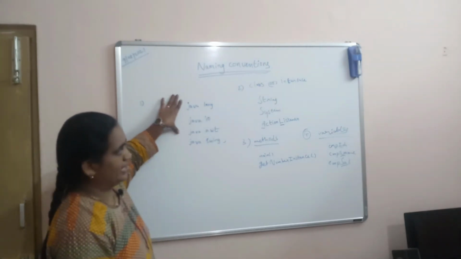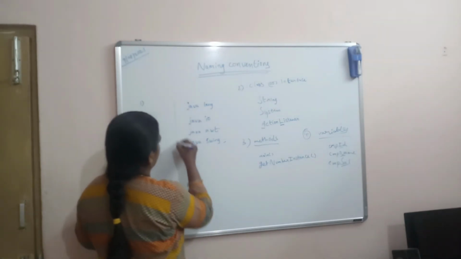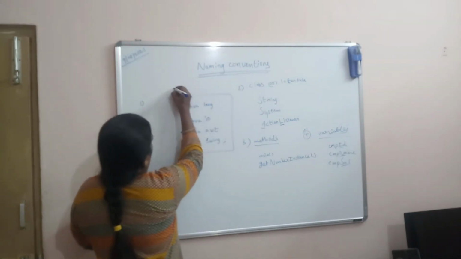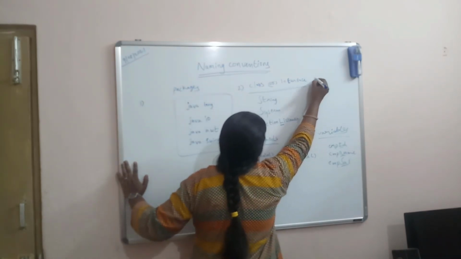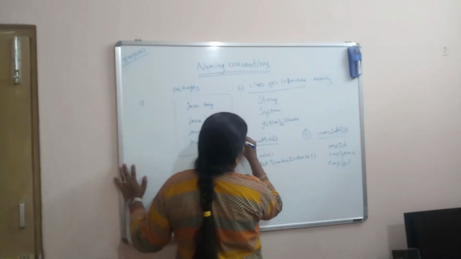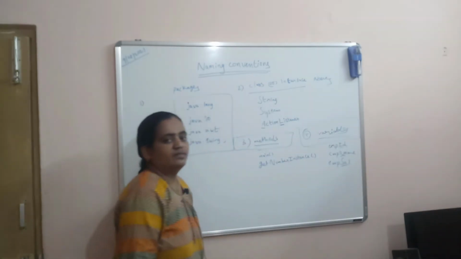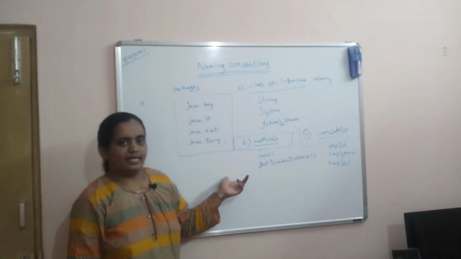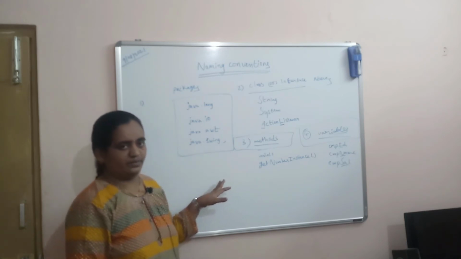Understand the rules here. First, package names. How to write package names, like this. Second, class and interface names. Third, method names. Fourth, how to write variables. Next, what remains that we use in our class?